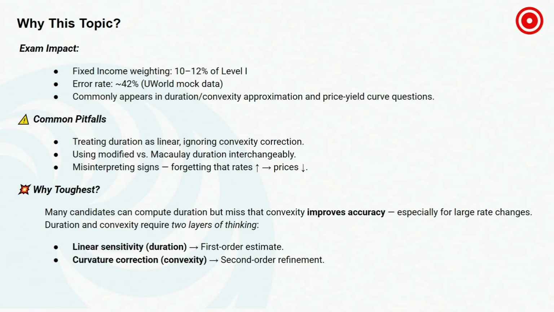Well, the fixed income weighting on Level 1 is 10 to 12%, which is fairly meaty. And furthermore, there are elements within the fixed income part of the curriculum that are contained within other parts of the CFA curriculum as well, such as portfolio management. The error rate for this part of the curriculum is a little over 40%.